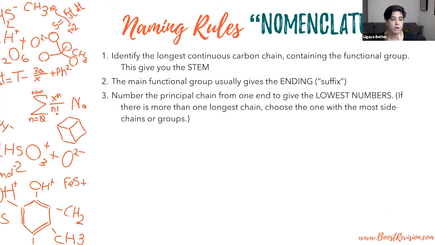If there's more than one longest chain, you choose the one with the most side chains or groups, and you usually need to focus on the chain that has the main functional group attached. So if one of the chains is just a carbon chain, but the other chain has, for example, an OH on it, then you'd focus on the chain that has the OH on it.